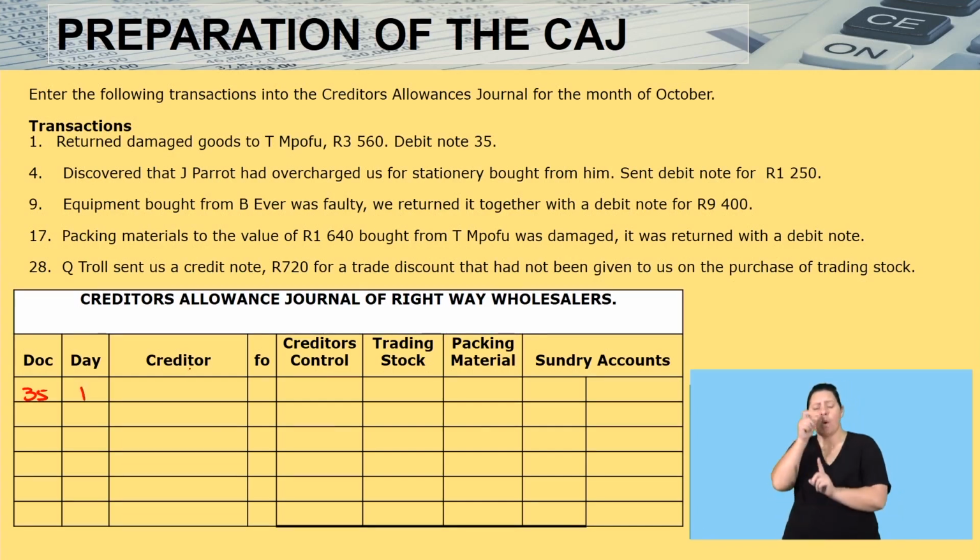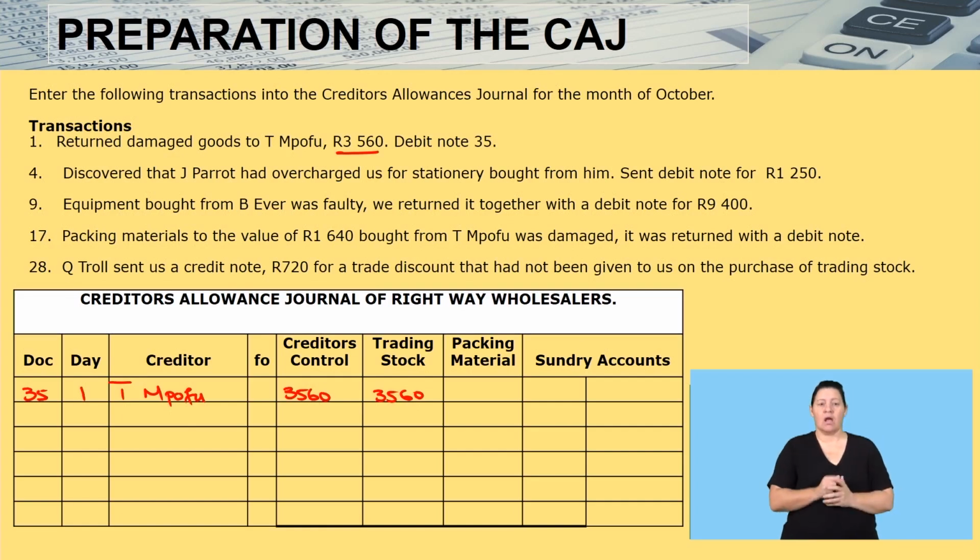What is the name of the creditor? It is T. Mpofu. So I'm going to come here. This is T. Mpofu. And then how much was it? Here is the amount, 3,560. What was that for? Damaged goods. So we're talking trading stock, 3,560. The transaction is recorded then. Let's quickly go to the next one.